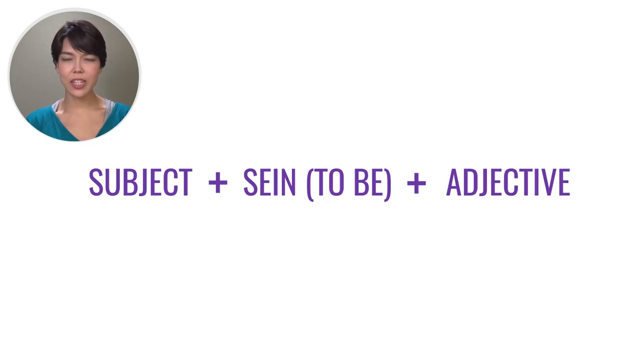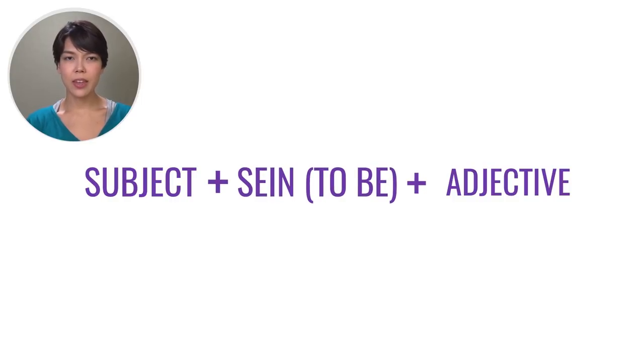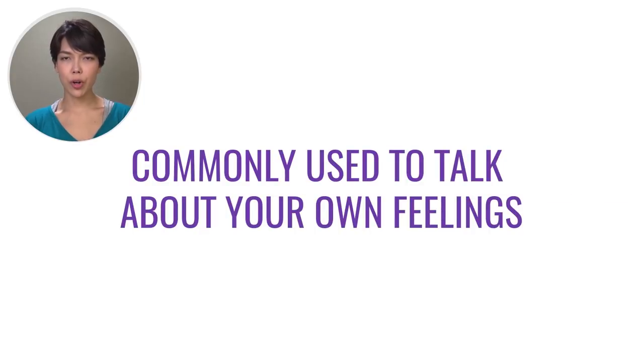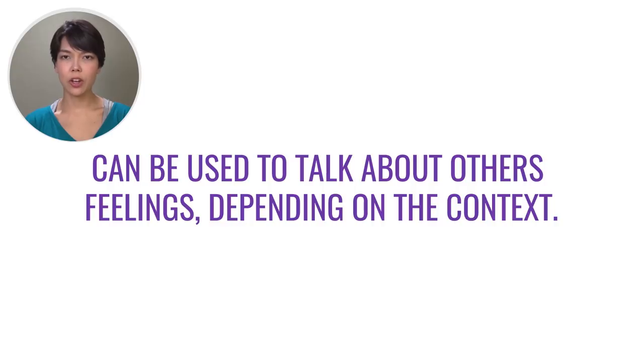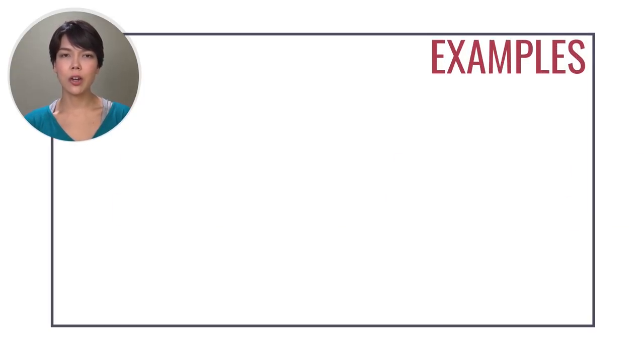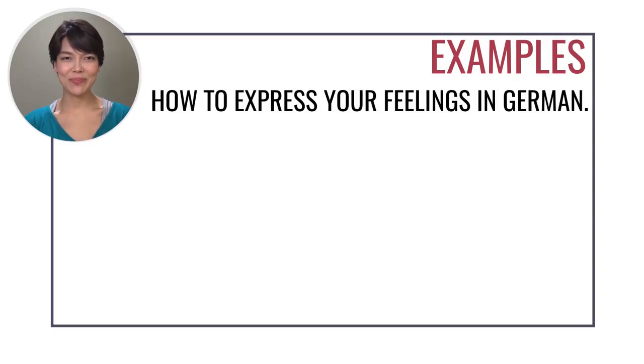To express emotions in German, usually the subject is followed by the verb sein, to be, and then the adjective. This verb is commonly used to talk about your own feelings, and can be used to talk about others' feelings, depending on the context. Let's do some examples so you can learn how to express your feelings in German. Let's start on a positive note.